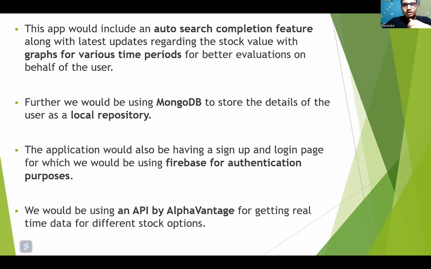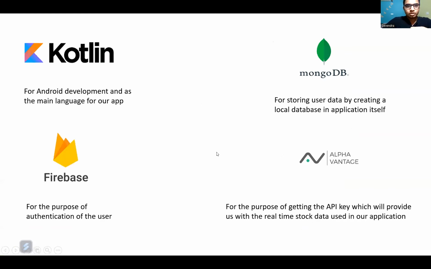While doing this authentication, it will also be storing data on whether that particular user has already authenticated, as in if their session is already going on, or he or she needs to log in again. So for that purpose, I'll be using Firebase. For getting the real-time data of different stocks, I'll be using the API by Alpha Vantage. So these are the technologies that I'll be using for building this particular application.